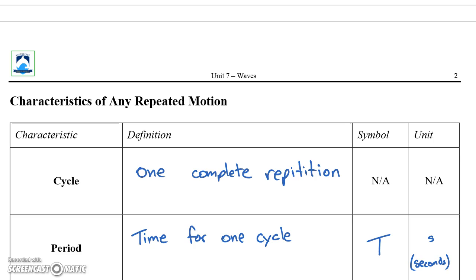A period is how long it takes to do that cycle. So again, making the analogy of rotating around the Earth, that repeated motion, that time would be 1 year to do that cycle. Whereas for a wave, we might be talking about a couple of seconds, or even as few as a couple of nanoseconds to do one cycle.